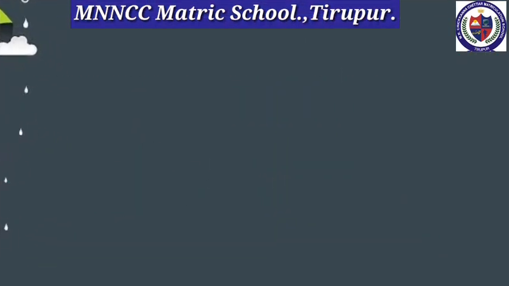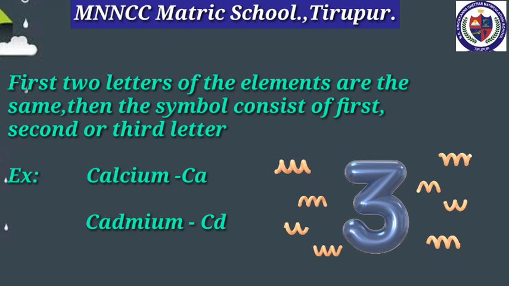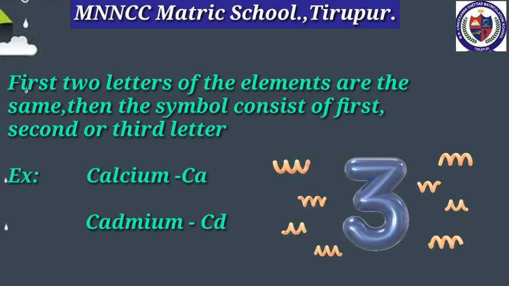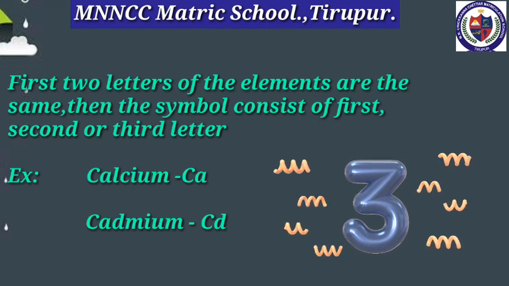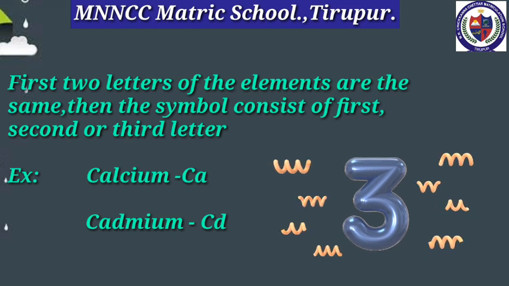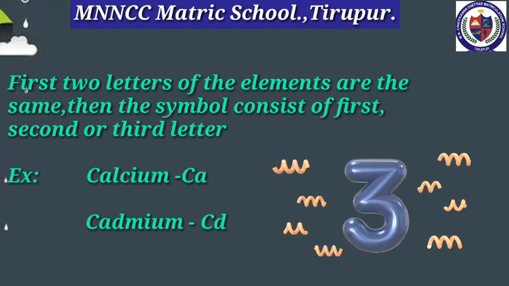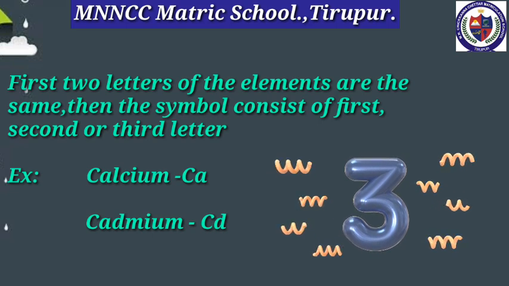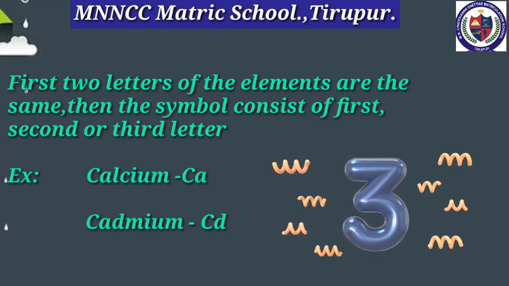Number 3. If the first two letters of the names of elements are the same, then the symbol consists of the first letter and the second or third letter of the English name that they do not have in common. For example, Ca is the symbol for calcium, Cd is the symbol for cadmium.